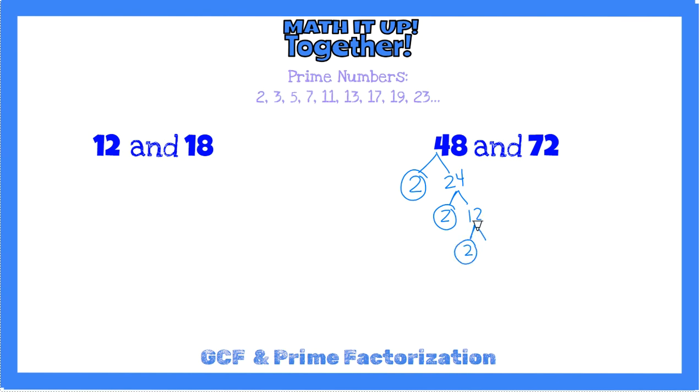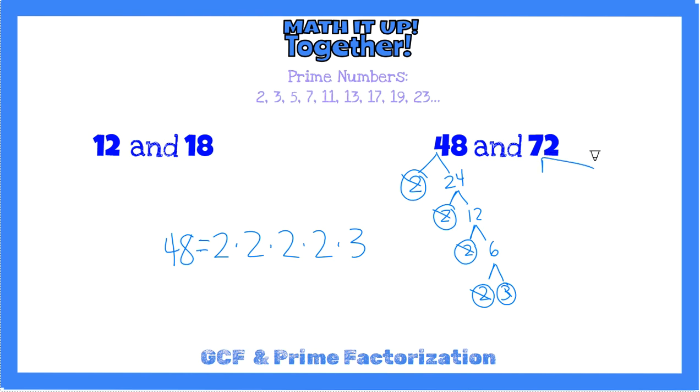I'll continue to use a 2 because these are all even. 2 times 6 is 12, and 2 times 3 is 6. So 48 is equal to 2 times 2 times... Again, striking these out, making sure I'm not missing anything. There's a lot of 2's here. Times 3. And I have all my factors there.